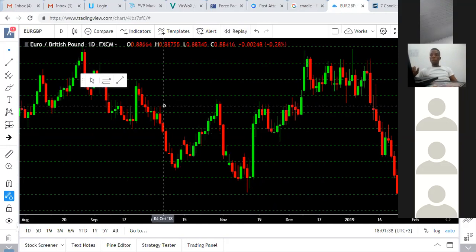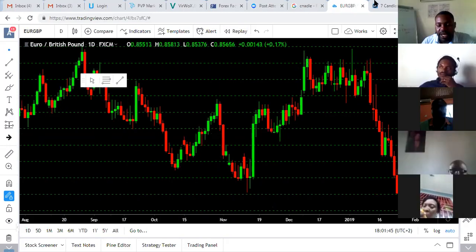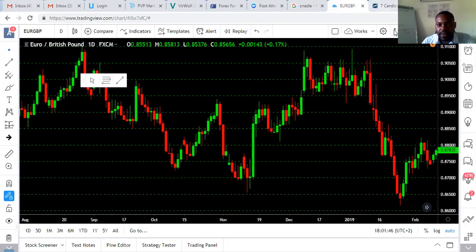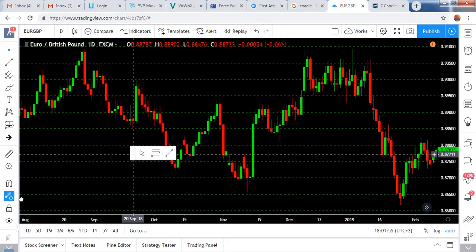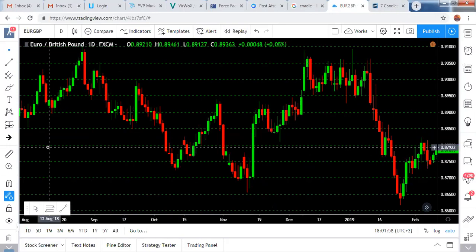Let's just look at support and resistance. Briefly, I'll try to be very fast. If you look on my chart, you're going to see some green lines. Those green lines might not be on your chart. Those green lines are what I use to represent support and resistance for me.